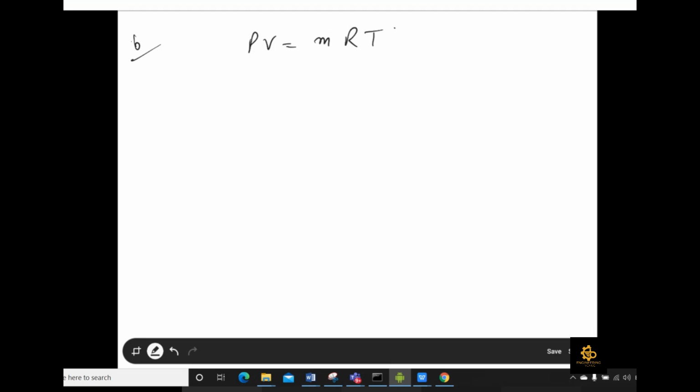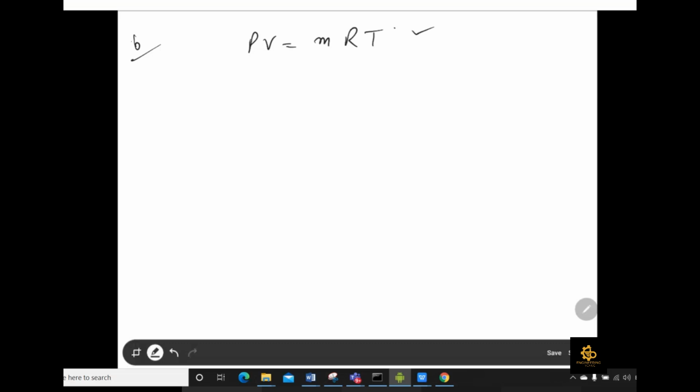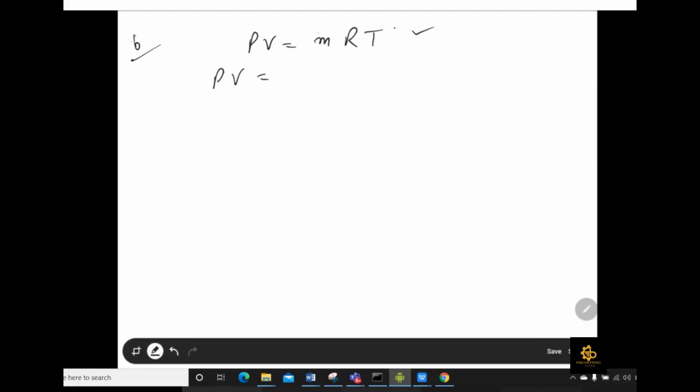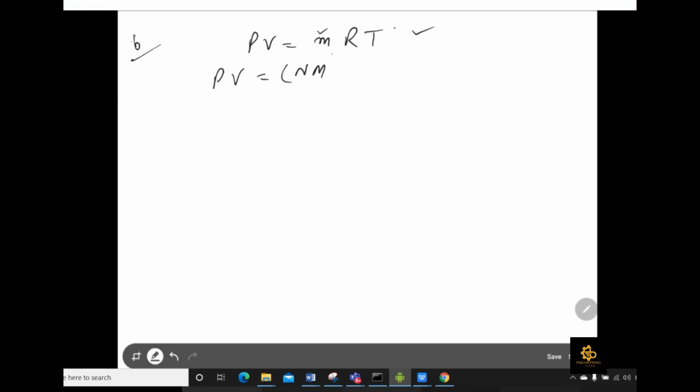Now we can rearrange this equation to form another set of equations. From here we can say PV, because we already know from the previous slide that m is equal to the number of moles times the molar mass.